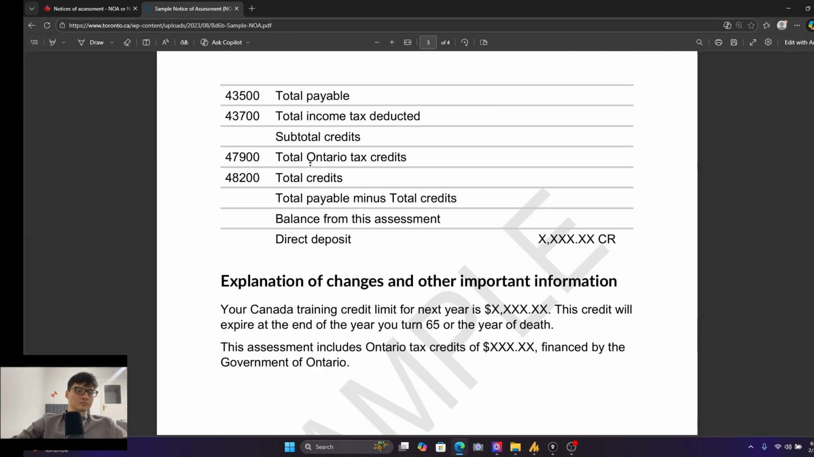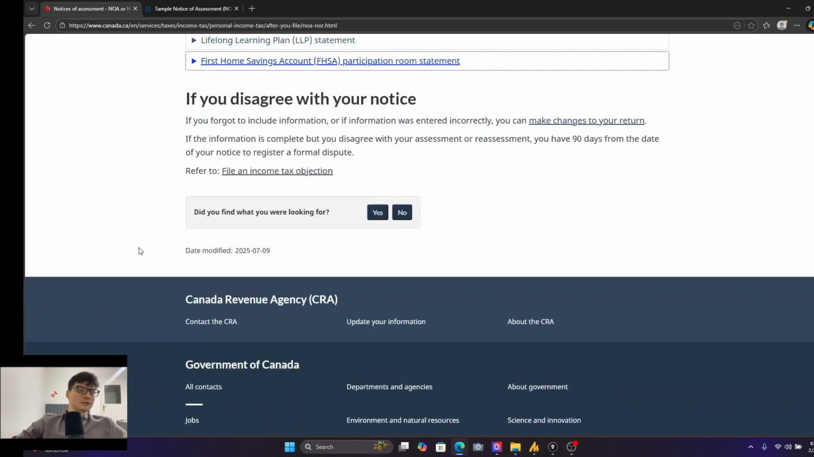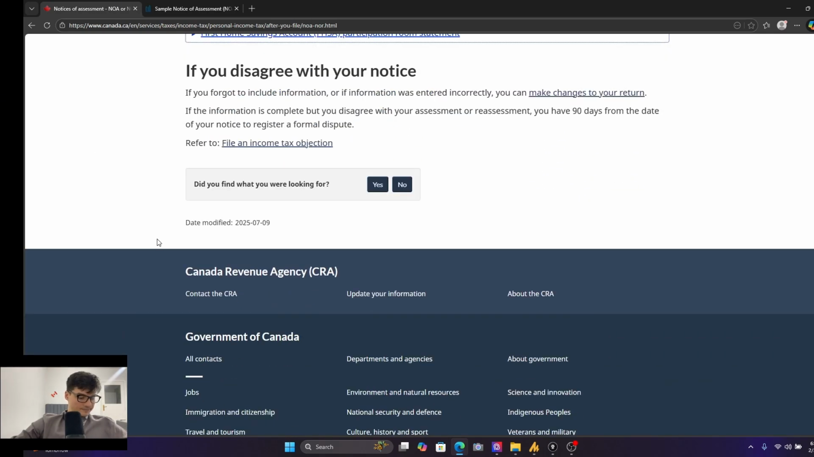I think that this notice of assessment sample is a little bit outdated because it's 2023, 2022. 2022 is mentioned as the previous year, so this must have been 2023. Which of course, you'll also have your TFSA as well in there.